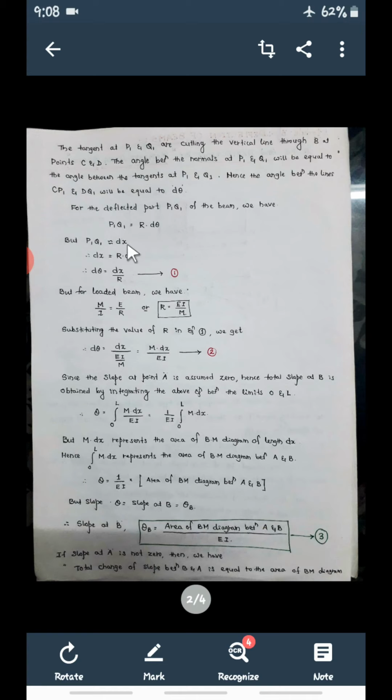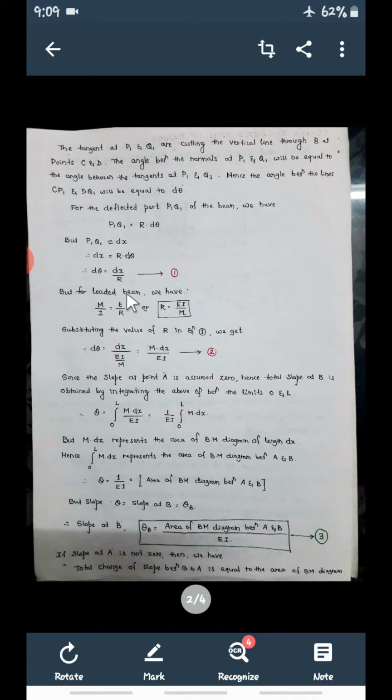Therefore I can substitute: dx is equal to R into d theta. So d theta is equal to dx divided by R. So from this basic, we have arrived at one equation, that is d theta is equal to dx divided by R. Write down, this is equation number 1.